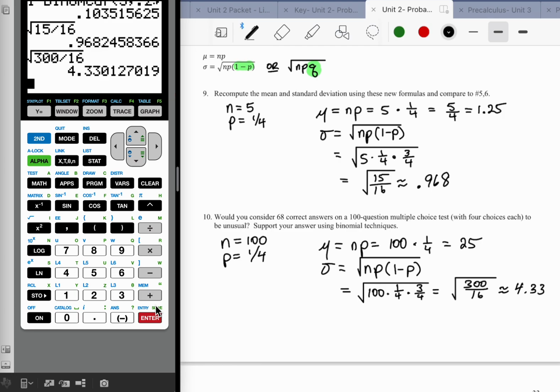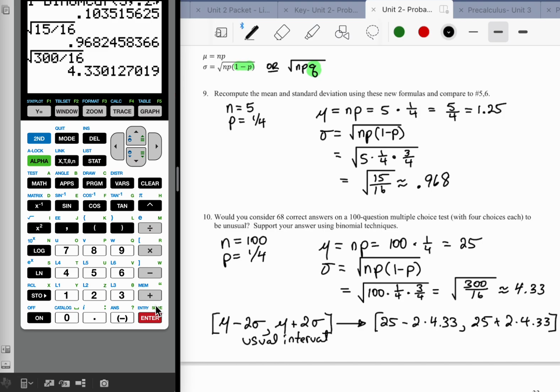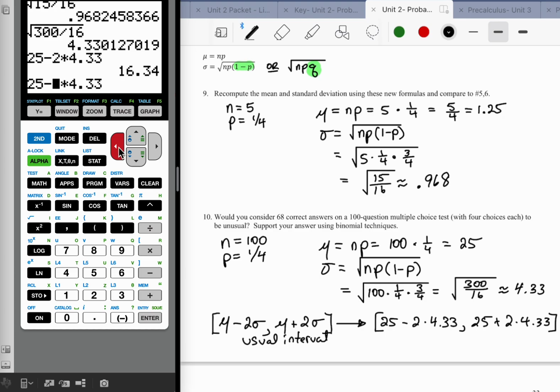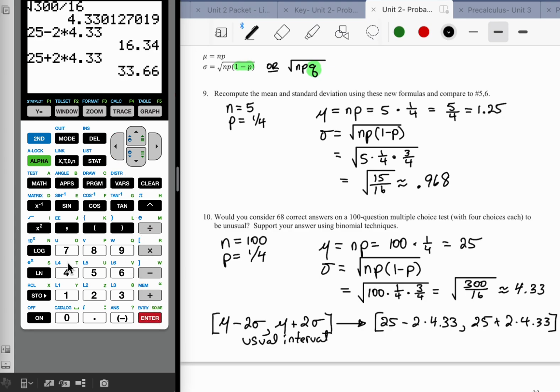All right, so in order to determine usual or unusual, I want to compute mu plus or minus 2 sigma. So mu minus 2 sigma, mu plus 2 sigma is going to give me the usual interval. So that's going to give me 25 minus 2 times 4.33, 25 plus 2 times 4.33. So we crunch a couple more times, times 4.33. That's the low bound. Second enter. Change a minus to a plus. Upper bound. Our usual interval is anywhere between 16.34 and 33.66.